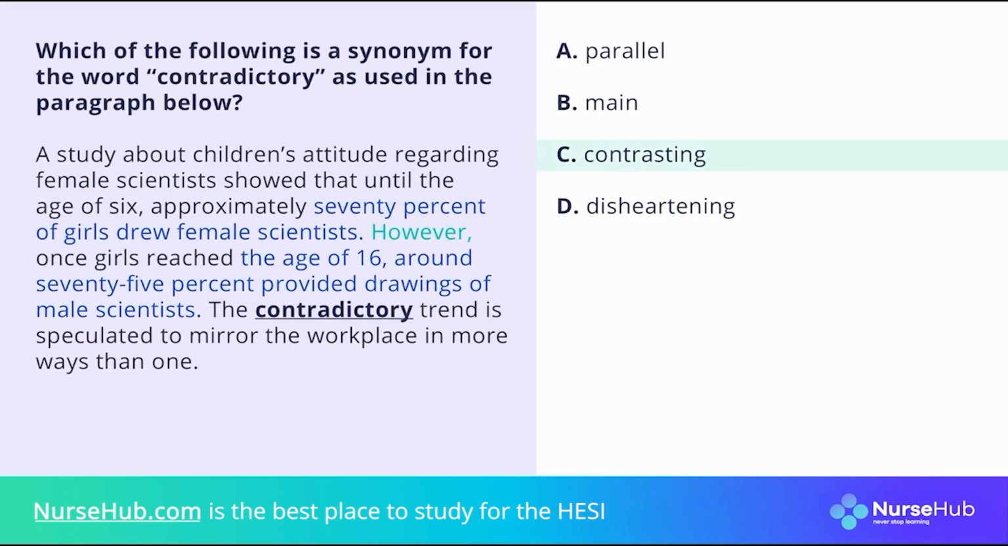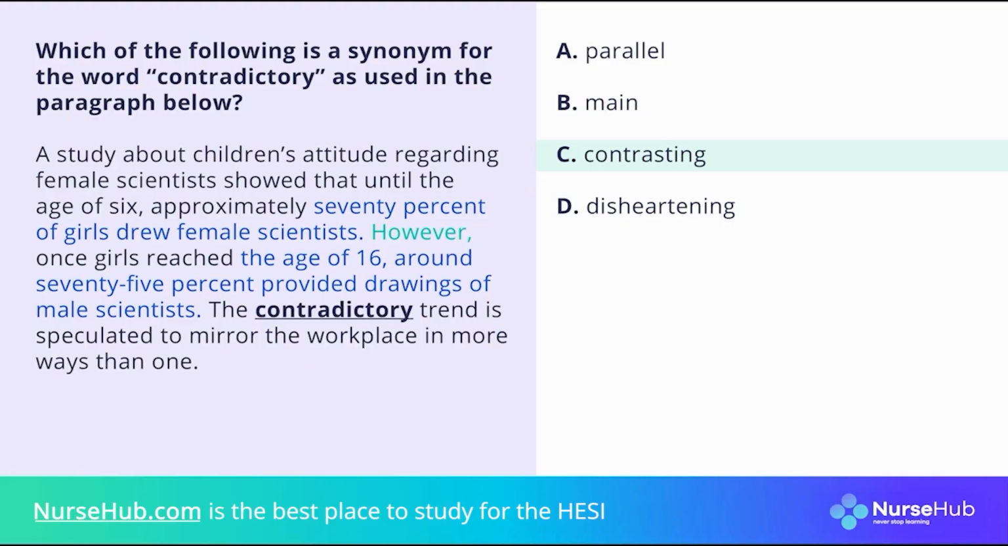Okay, so here I have highlighted a few things for you on your screen. If you chose C, contrasting, you got the correct answer here for contradictory. So we see 70% of girls drew female scientists. However, which is like a signal word for, okay, on the other hand, the age of 16, around 75% provided drawings of male. Okay, so something changed. In context, a parallel trend would be trends that are along the same lines, and perhaps they show the same data points and trends in the same direction.